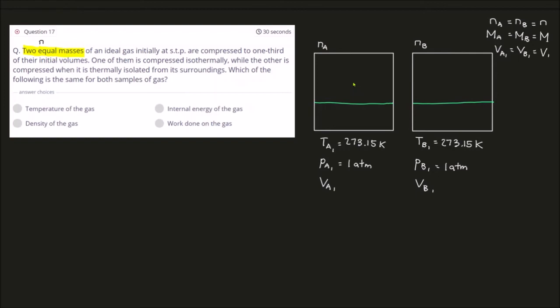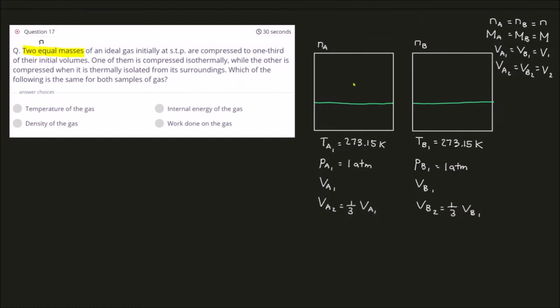And they are being compressed to 1/3 of their initial volumes, meaning VA2 is equal to 1/3 VA1, whereas VB2 is equal to 1/3 VB1. And since they compress by the same amount, we can say that the final volume should be the same as well. So VA2 equals VB2 equals V2. So this is what we know.